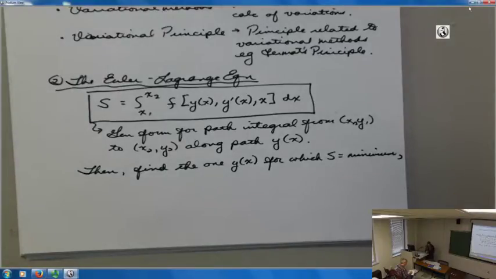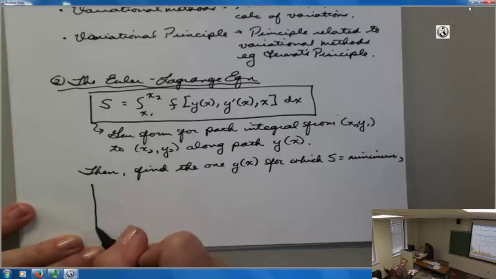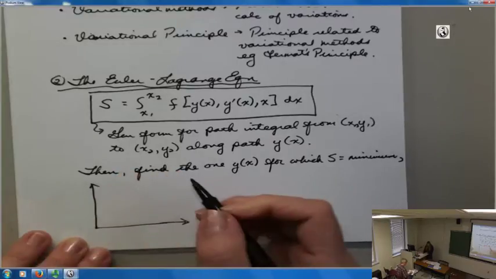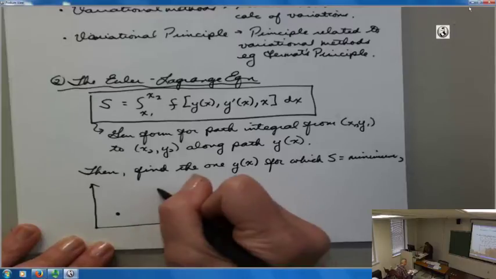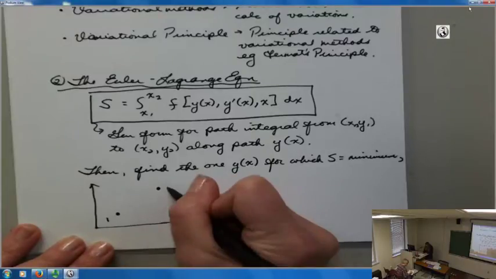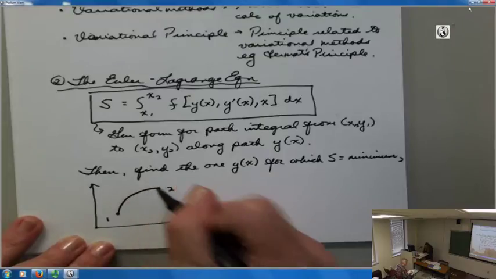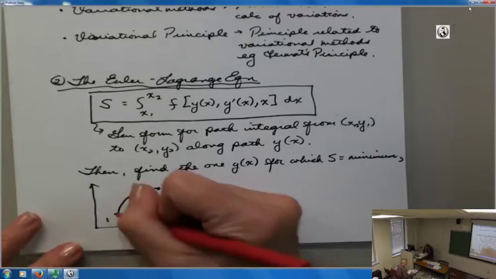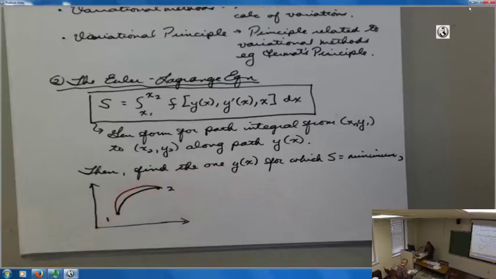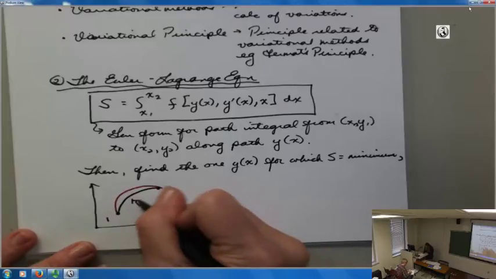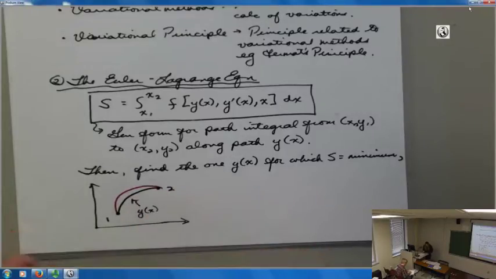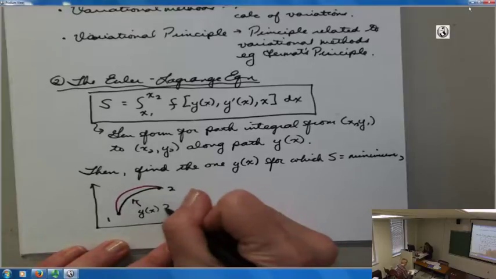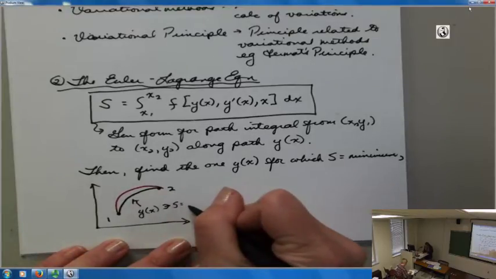Here's where we're going to start. We're going to consider, here's point 1, here's point 2. And maybe here is the path that has that minimum value, and here's a different path that is nearby. This is going to be our path y of x, such that S is equal to its minimum.